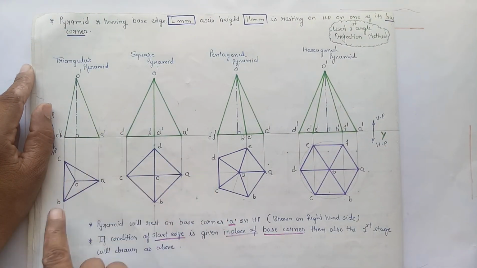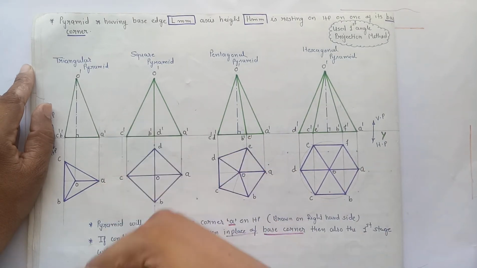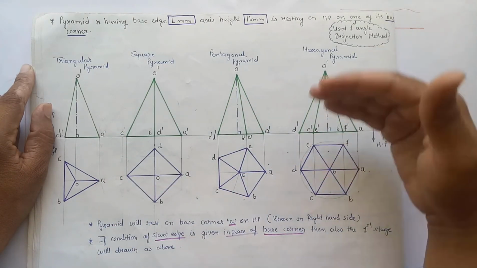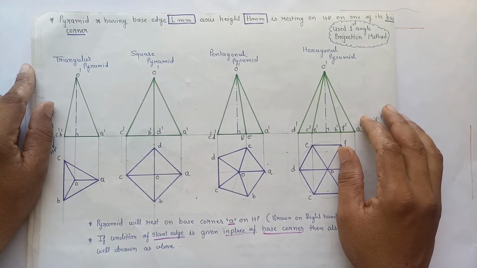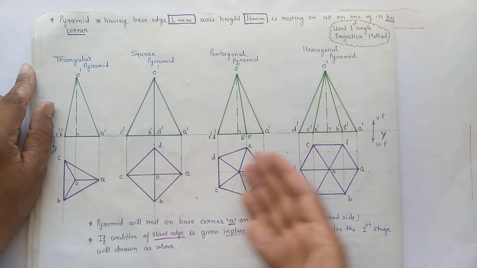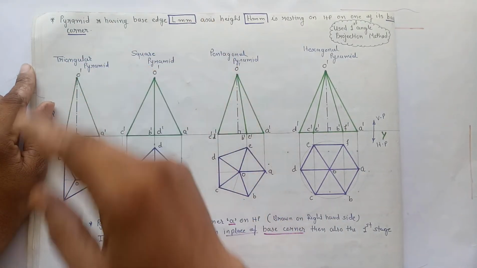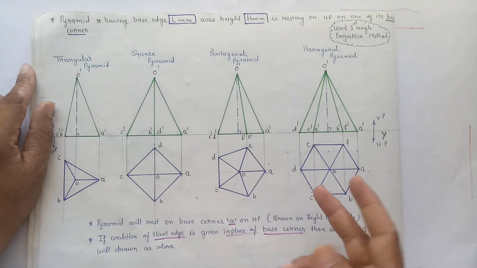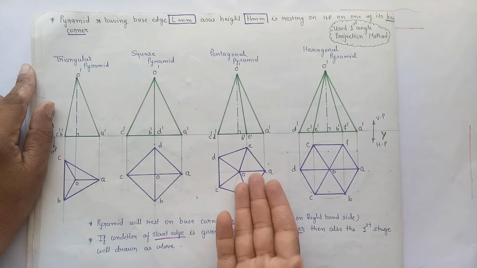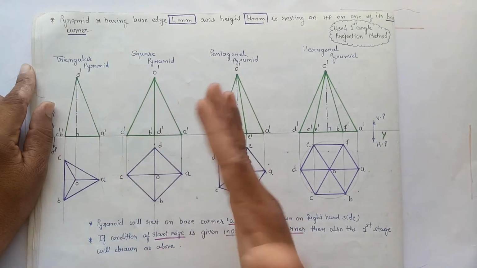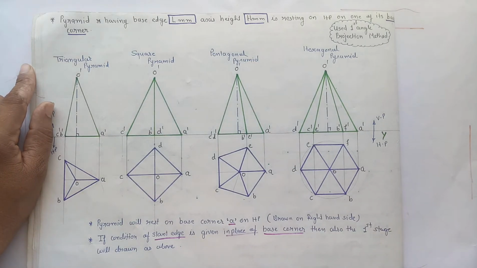So right now we have to take the base corner on the right hand side, and we have to draw the plan and elevation of each and every pyramid in the first stage. So these are the first stages of the pyramid resting on corner. The drawing will change only in square and hexagon, because in triangle and pentagon we just have to rotate the corner from left side to right side.